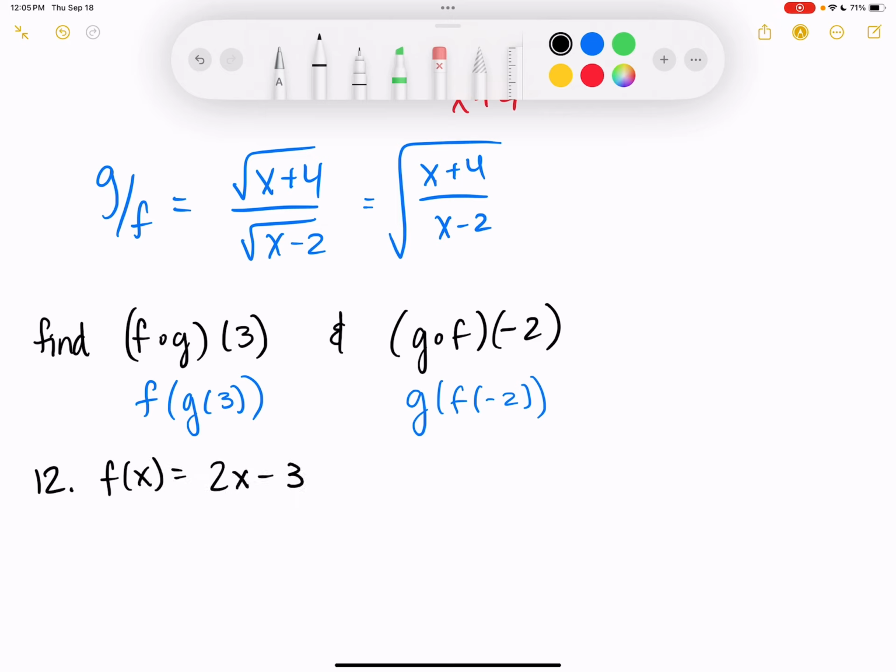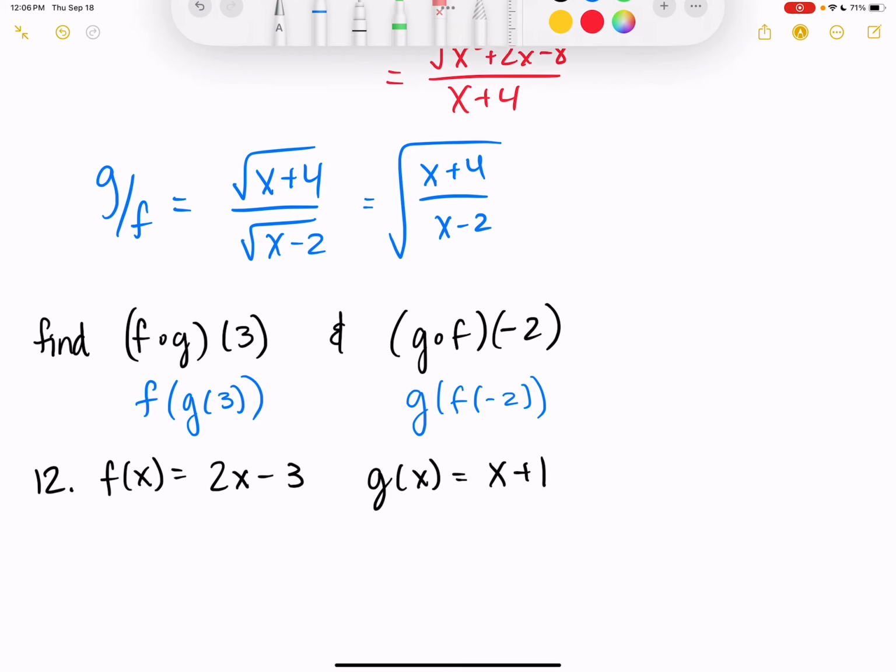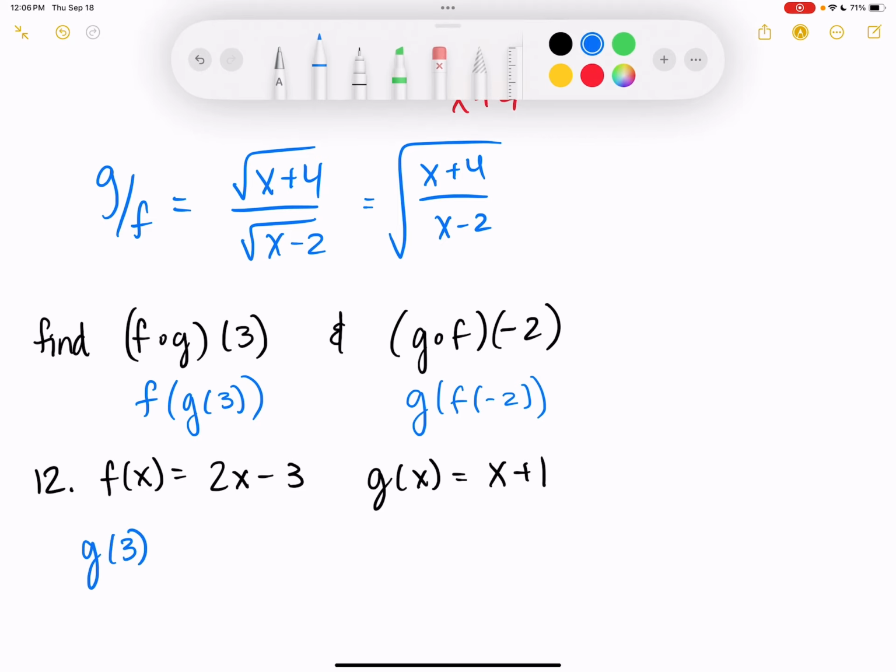2x minus 3. g of x is equal to x plus 1. So what I would do to make your life the easiest is to plug the 3 in for x in g of x. So g of 3 is equal to 3 plus 1. Kindergarten math, which is 4.